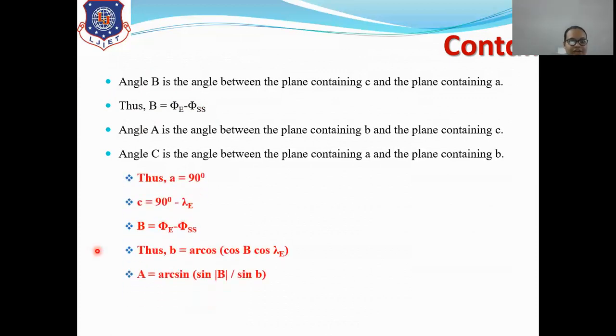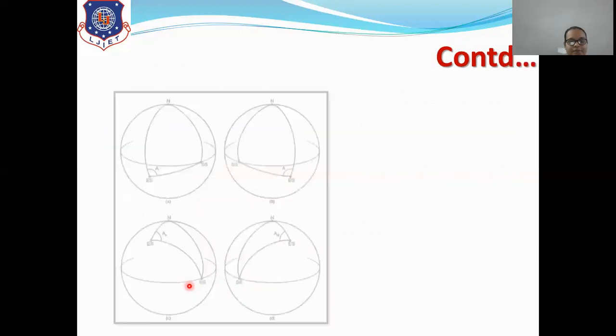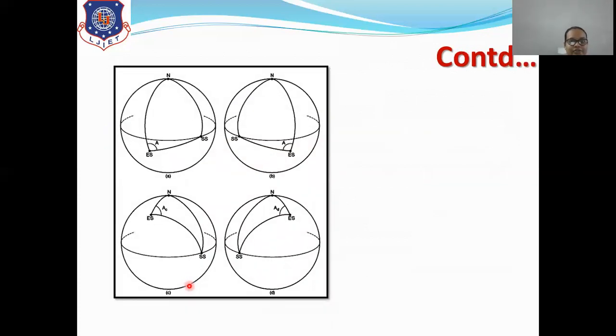So, from this, we have calculated that a is equal to 90, small c is 90 minus lambda e, that is the latitude of our station, and B is equal to phi e minus phi ss. Thus, the small b can be calculated as arc cos of cos B cos lambda e. Arc cos, that is, you have to find cos inverse in your calculator. And capital A is arc sine of sine mod B divided by sine small b. Again, arc sine is nothing but sine inverse. Clear?